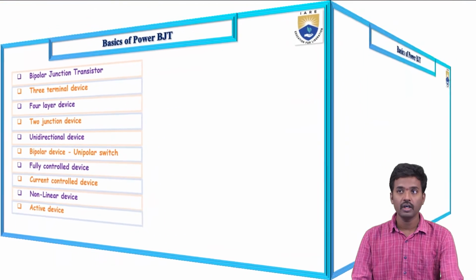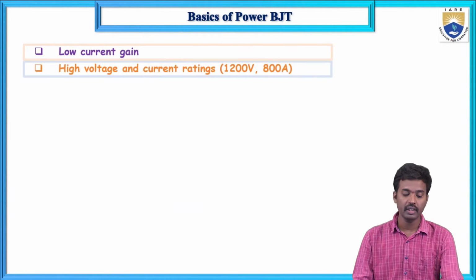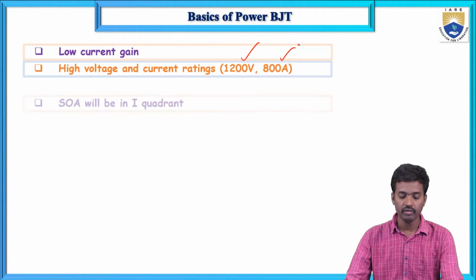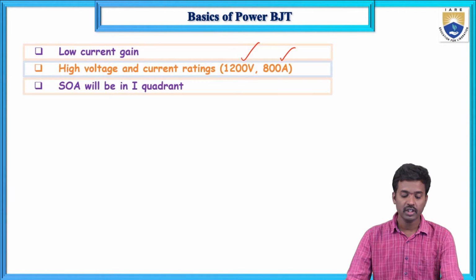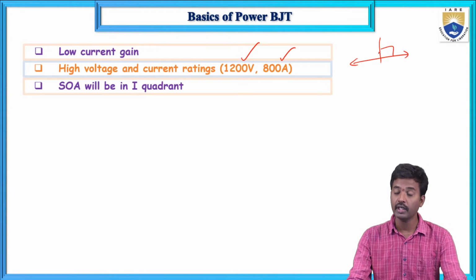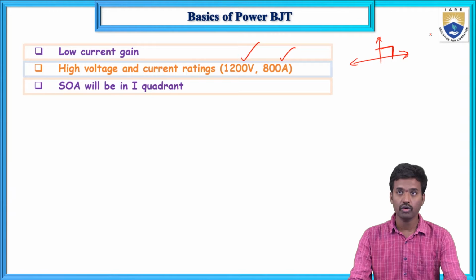And next, another one is it has low current gain. And next, the voltage rating and current rating. The voltage rating is 1200 volts and 1800 amperes. And after that, its safe operating area is in the first quadrant only. In the previous case it blocks negative voltage, that is, it can block negative polarity of voltage. Here the safe operating area is the first quadrant.